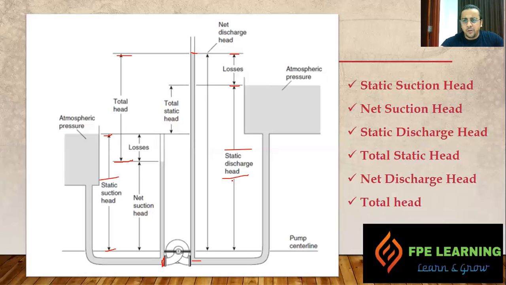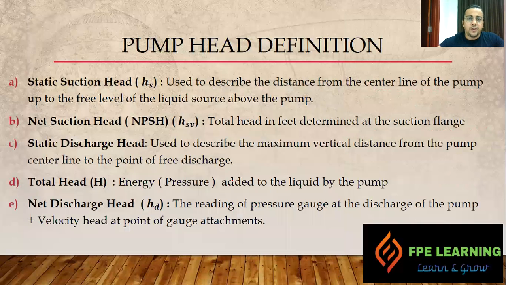But for your memory and for your time-to-time revision, here is the definition of all those terms so that you can have a look at this one. So here we have the pump head definition, right? Static suction head, we represent this by H with subscript small s, right? So this is Hs. It is static suction head. What is the definition of that? It is used to describe the distance from the center line of the pump all the way to the free level of the liquid surface above the pump.